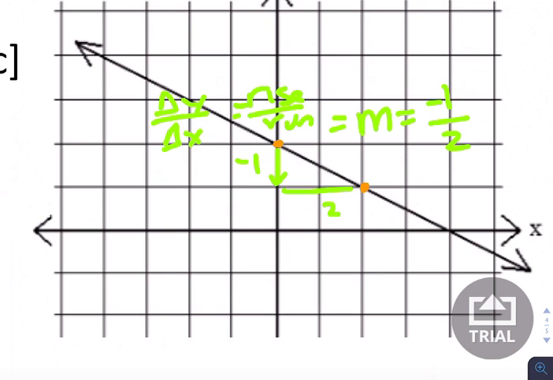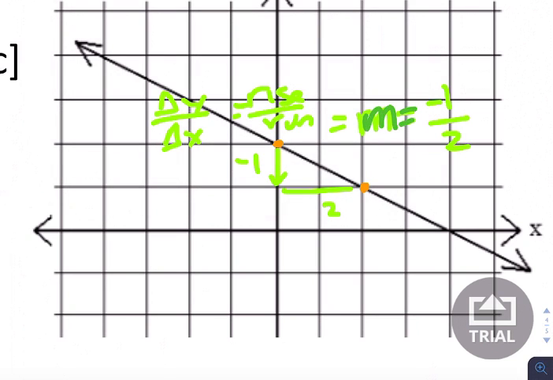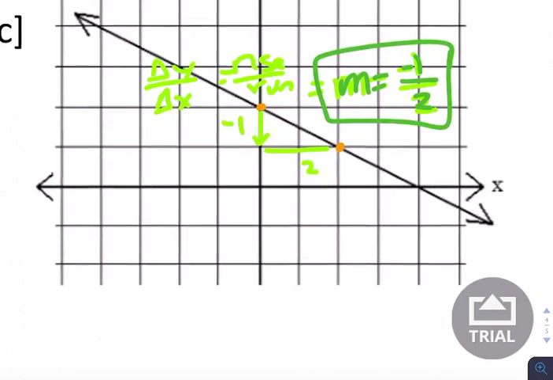In other words, up and down before left and right, making our slope negative 1 over 2. Negative fits because the line is going down instead of up. Ergo, it should be a negative slope. Okay.